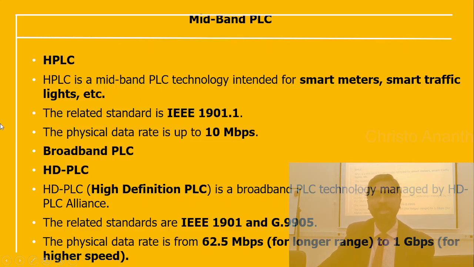Then like HPLC we have broadband PLC. We'll have HD. What is HD? High definition. So high definition PLC is a broadband PLC technology managed by the HD-PLC Alliance. The related standards are IEEE 1901 and G9905. Earlier we used 9904, now 9905. Physical data rate is 62.5 Mbps for longer range, and for higher speed we will be getting 1 Gbps.